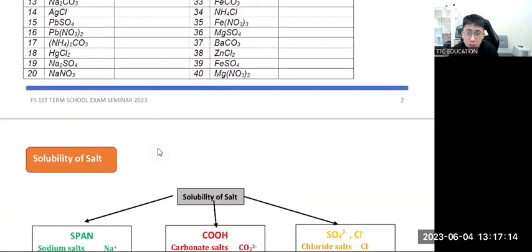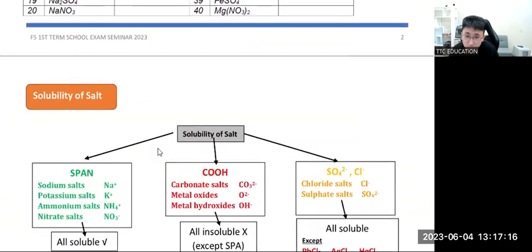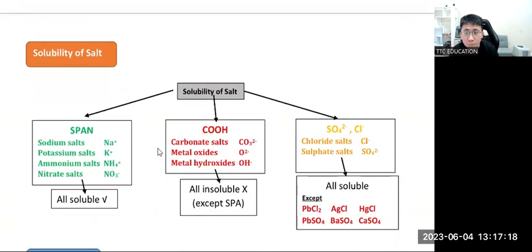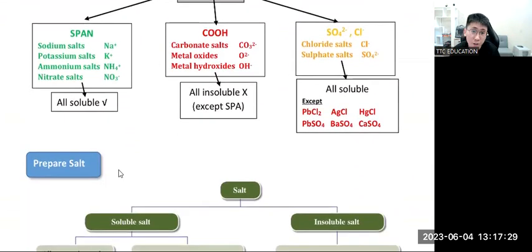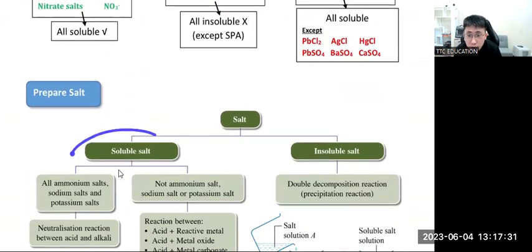So when you go down, you see the solubility of salt is also linked to what? It is also linked to your salt preparation. The reason why we want to learn the solubility of salt, why I need to know what salt is soluble and what salt is insoluble, is actually to link you to your salt preparation, because soluble salt has a soluble salt method, and insoluble salt has an insoluble salt method.